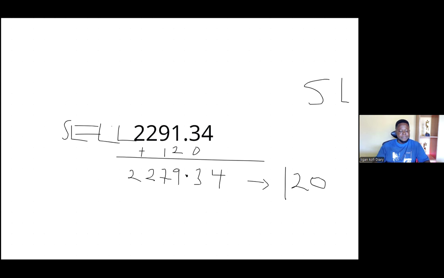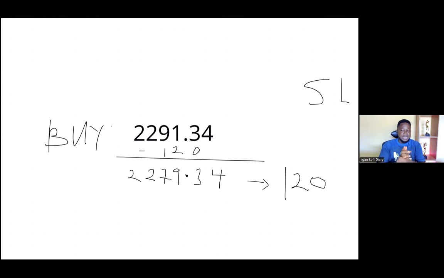If it is a buy, let me put the buy here. If it is a buy, you are going to subtract to get your stop loss. Because if you are buying, you are anticipating that price will be going up. So when price begins to reduce, it means it's going against you. So if you want to set your stop loss, you have to subtract to get your stop loss.